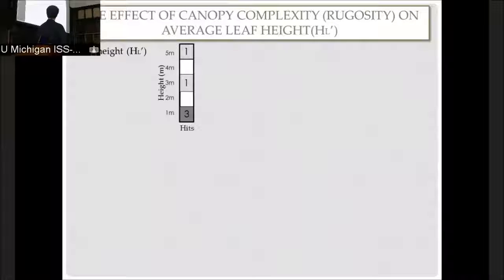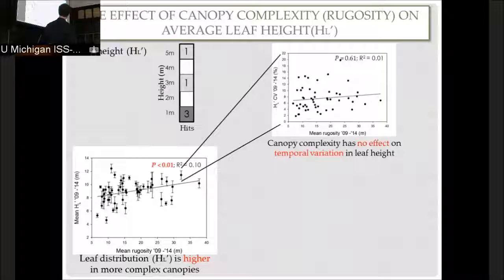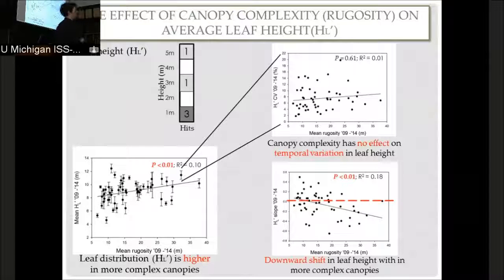And then finally, I want to look at the average weighted leaf height, which is the average height of where most of the leaf, or most of the canopy material is found. And as you can see, there's a higher average height of where most of the canopy material is found in higher rugosity canopies. This, however, does not, the variation of this average leaf height is not affected by how complex the canopy is. However, there is a directional change in where the maximum leaf area is distributed. So there seems to be a downward shift in leaf material over time as you move to more complex canopies.